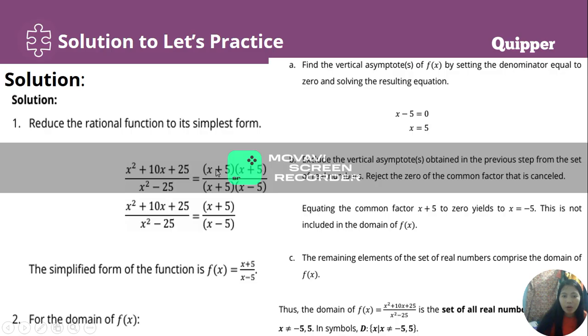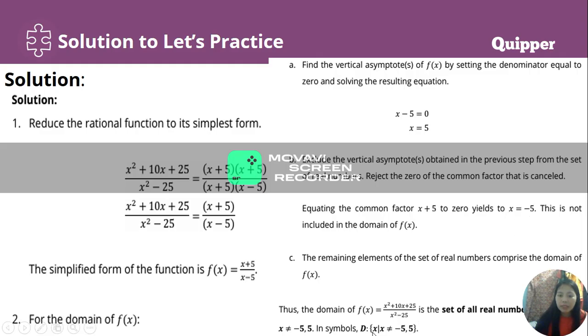As you can see, we have a common factor here, x plus 5 over x plus 5. So in simplest form, that is x plus 5 over x minus 5. But before we get the simplest form, we have to find the domain. Again, we equate the denominator to 0, which is x plus 5 and x minus 5. x plus 5 equals 0, x minus 5 equals 0. So our vertical asymptotes are 5 and negative 5.